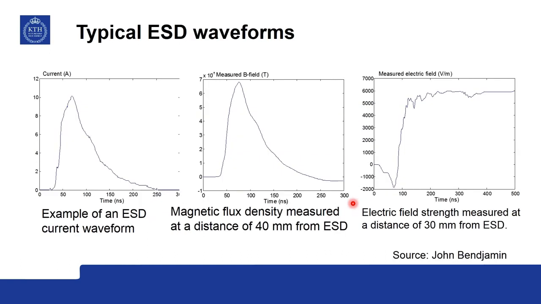So, what is shown here are some typical ESD waveforms. This is an example of a current waveform, with time in nanoseconds and current in amperes. This typically represents a human body type of ESD, the interaction between a human body and some metallic devices. And this shows the magnetic flux from that type of current, and this shows the electric field strength measured around a few centimeters away from the discharge.